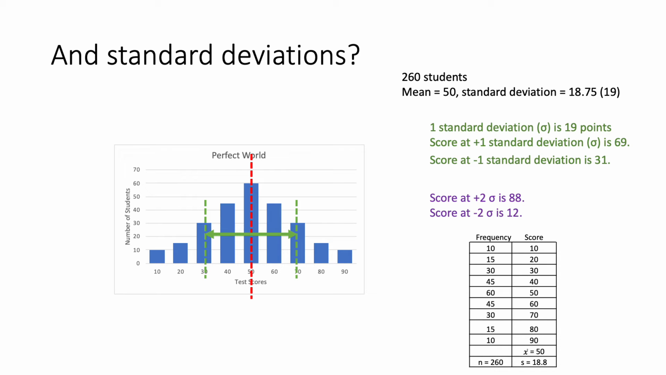We can keep going. If we go 2 standard deviations above that mean of 50, we're going to have to add 38 points. And we're going to get 88. And we can go below and take away 38 points, and we're going to get a score of 12. And we can call those z-scores. Remember, a z-score tells you how many standard deviations that point is above the mean. So a score of 88 is a z-score of 2. It also means it's 2 standard deviations above the mean.